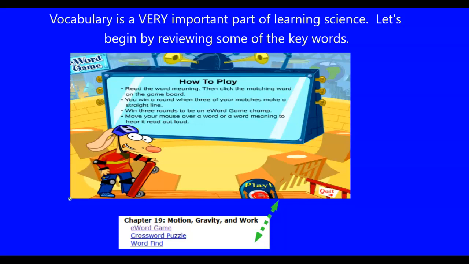And you're going to do this by clicking on the link provided for you and going to eWord Games. The directions are in your packet. So you want to go to eWord Games. You can do the others on this as well, but chapter 19 here is what focuses on motion, gravity, and work, and what we're studying at this time.